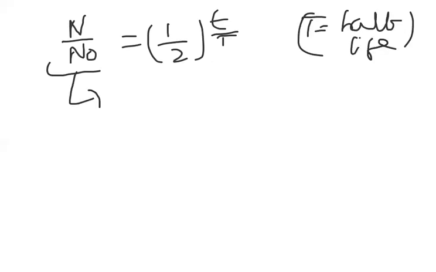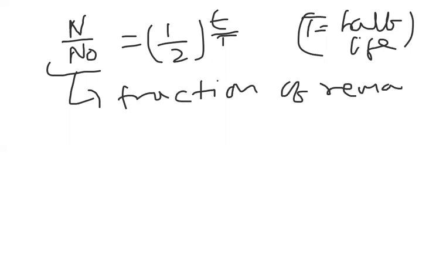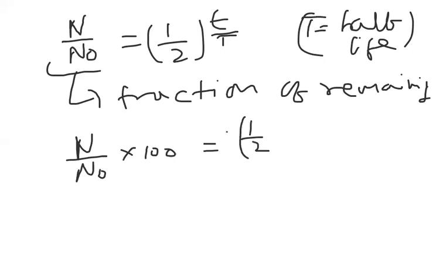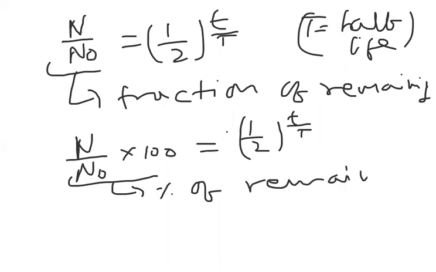This N by N naught is called the fraction of remaining. Here we can write N by N naught into 100, which is called the percentage of remaining. N by N naught is the fraction remaining, and the percentage remaining is N by N naught into 100, meaning you multiply both sides by 100. Like that we got the formula.